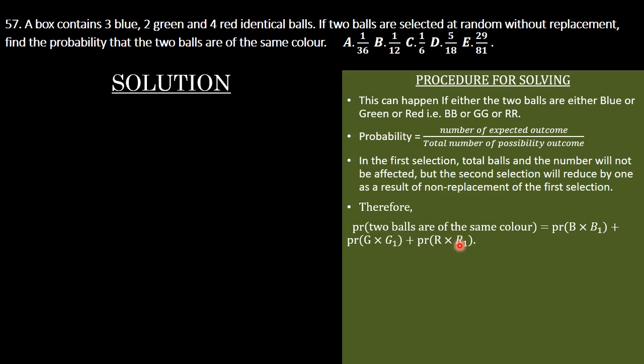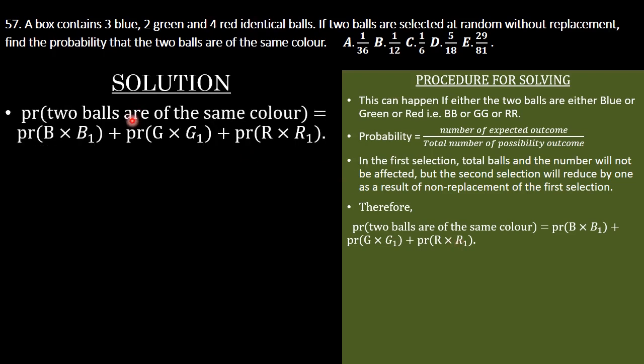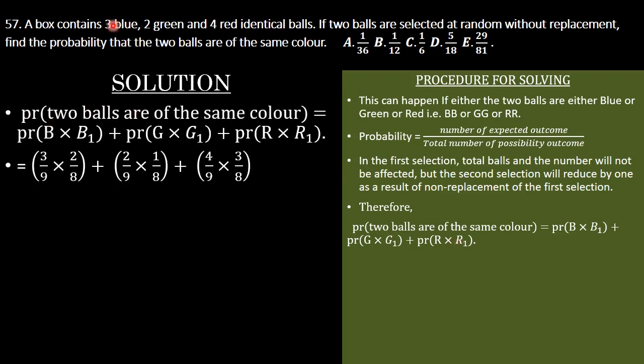Let's check the solution. Probability of blue here is 3 over 9. When choosing at random without replacement, 3 will reduce by 1, 9 will also reduce by 1. We have 2 over 8. Plus probability of green, that is 2 over 9, multiplied by green selected at random without replacement. 1 will reduce from here, 1 will also reduce from 9. We have 1 over 8. Plus probability of red, that is 4 over 9, multiplied by probability of red not replaced, that is 4 minus 1, which is 3, over 9 minus 1, 8.